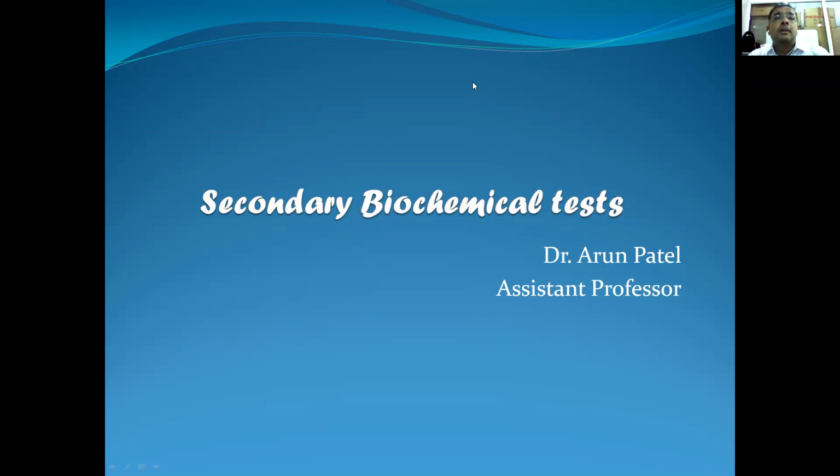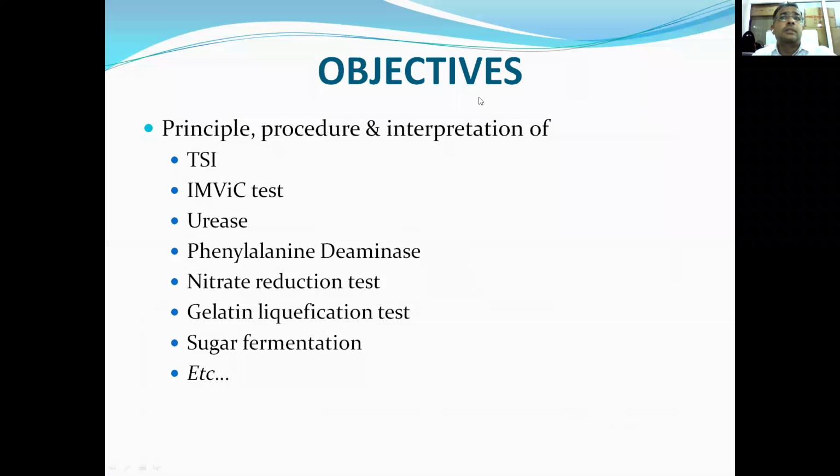We will start our practical class in continuation to the previous one, that is about introduction to biochemical tests. Now, this is about the secondary biochemical tests. The objective of today's class is the principle, procedure and interpretation of various biochemical tests. They are considered as secondary biochemical tests, and all this will again help in classification and identification of various bacteria up to genus and species level.